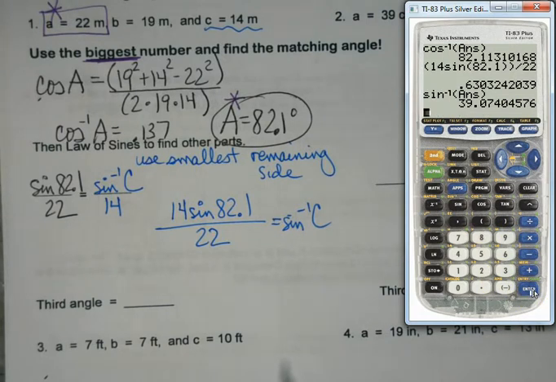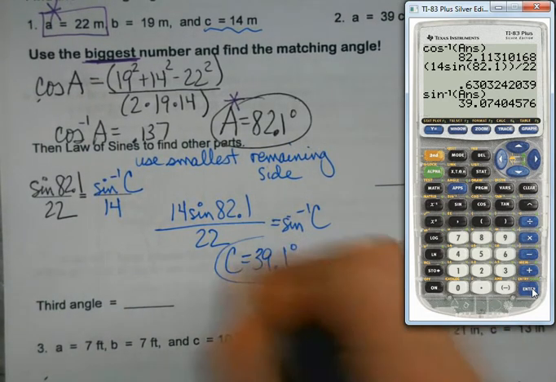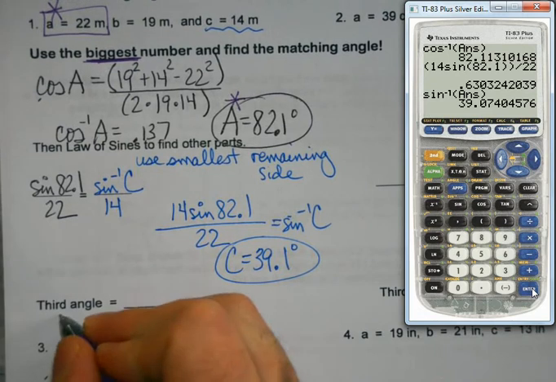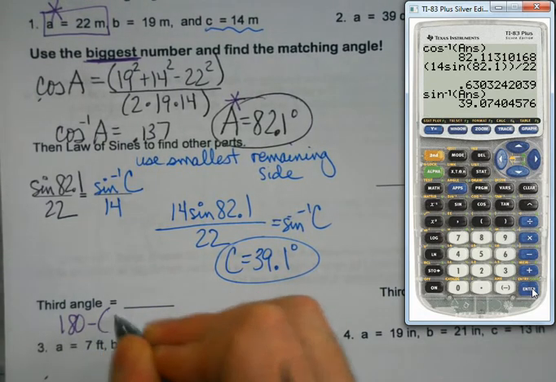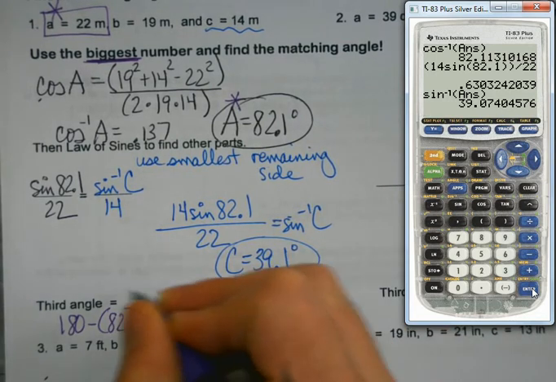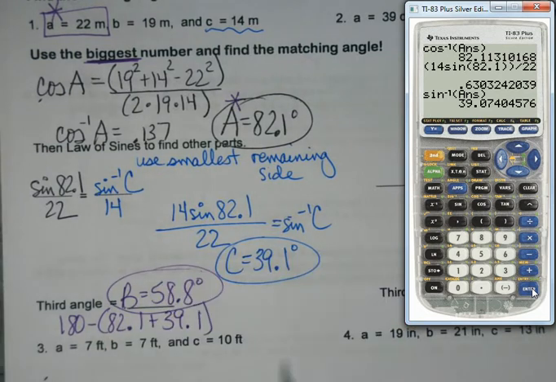All these little details to play with. So C is going to be 39.1. And then I get to do the easy part. The last angle, angle B, is just 180 minus the sum of the other two angles. So B is 58.8. And again, sometimes you'll be asked to go to the nearest whole degree, sometimes it'll be the nearest tenth. You just want to read your directions over. But that's what I'm on the lookout for as far as these go.